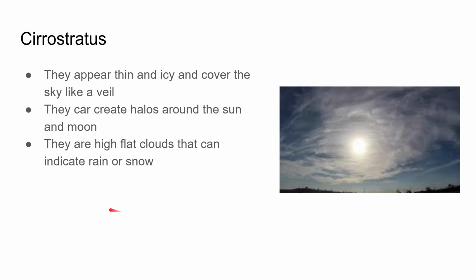Okay. Cirrostratus. Think of the stratus clouds. They appear thin and icy, and they can cover the sun like a veil. And this can create a halo effect around the sun and moon, like this image over here. Okay. They are high, flat clouds that can indicate rain or snow.